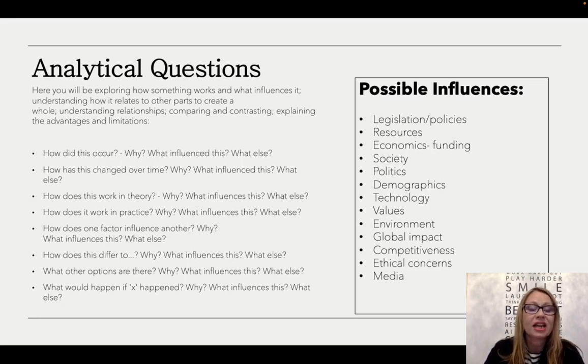Other questions include, how does it change over time, for example? How does it work in theory? Or maybe you'll think about how does that work in practice, or even compare the two. We're thinking about how one might influence the other. You might think about how it differs to different contexts, different environments, for example. Think about what other options may be available to you, and see if there are any variables which, if manipulated, will change the situation. So what would happen if something happened? And again, throughout all of that, I would encourage you that as you write, ask yourself, well, okay, why is this? What's influenced it? Is there anything else?